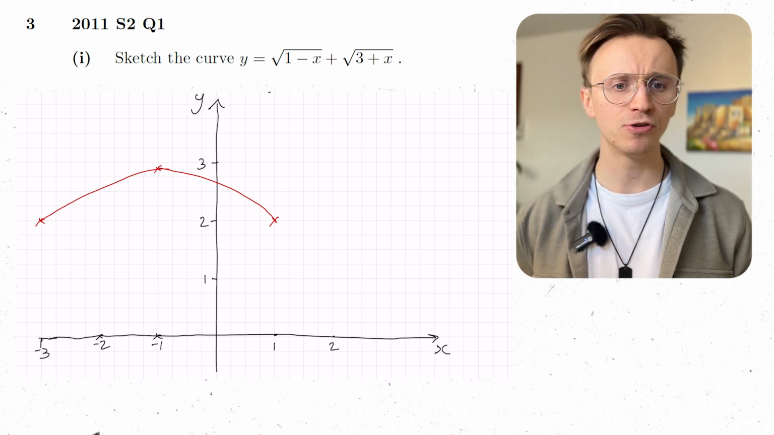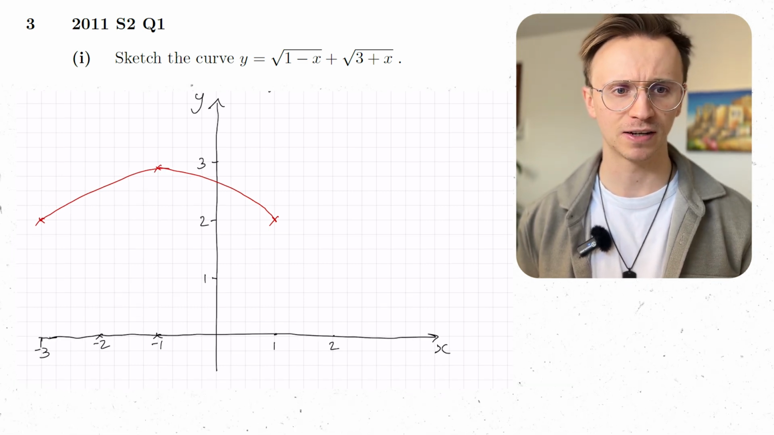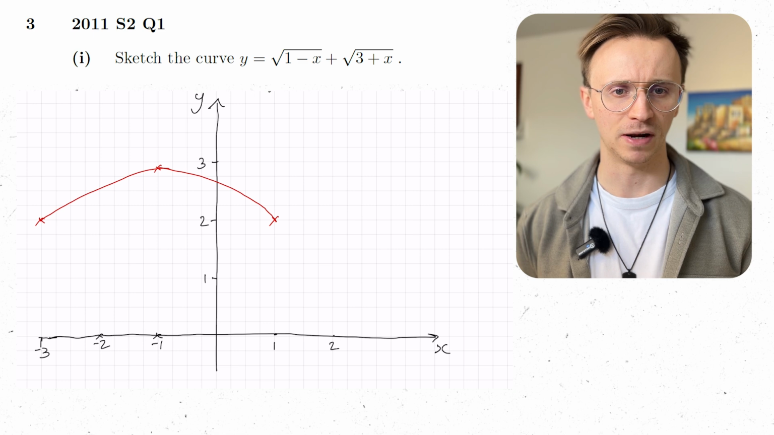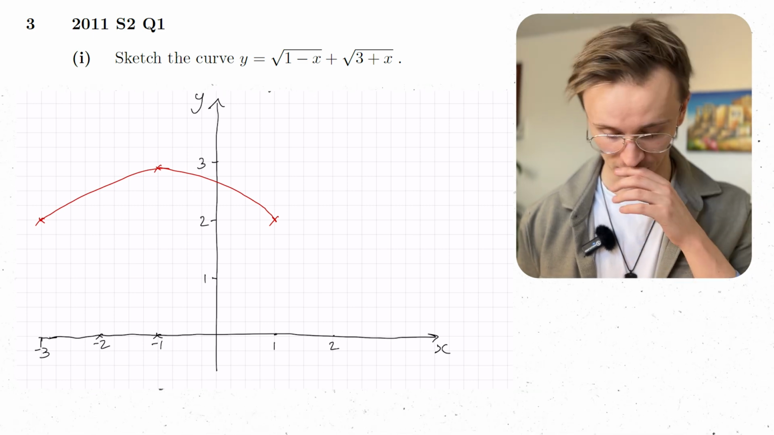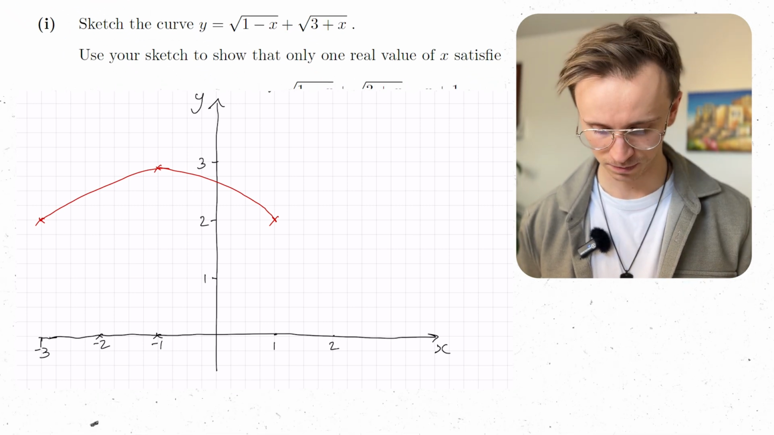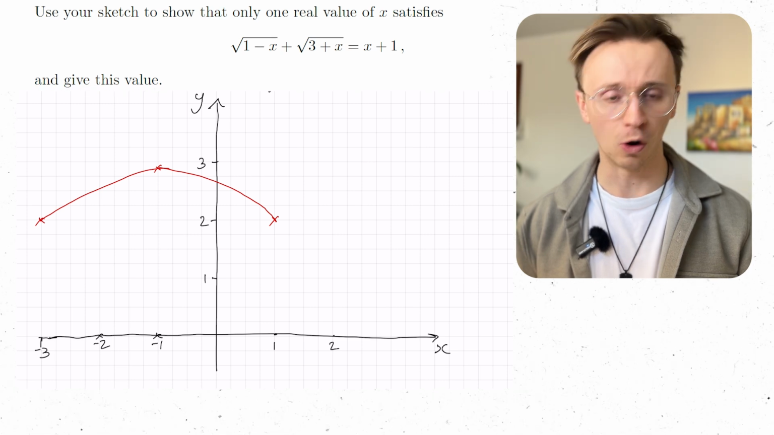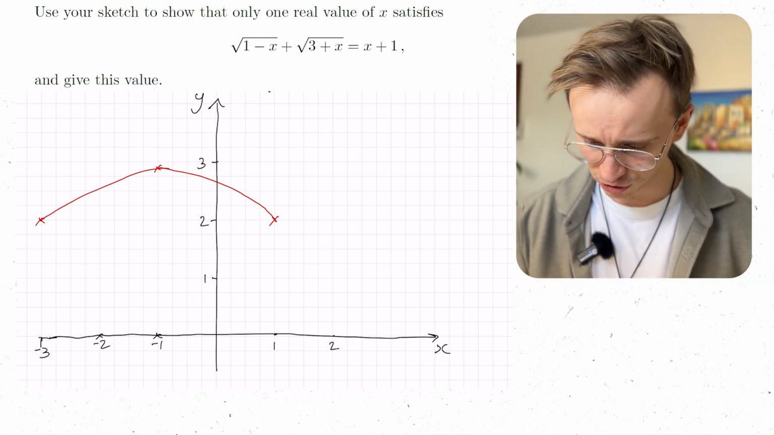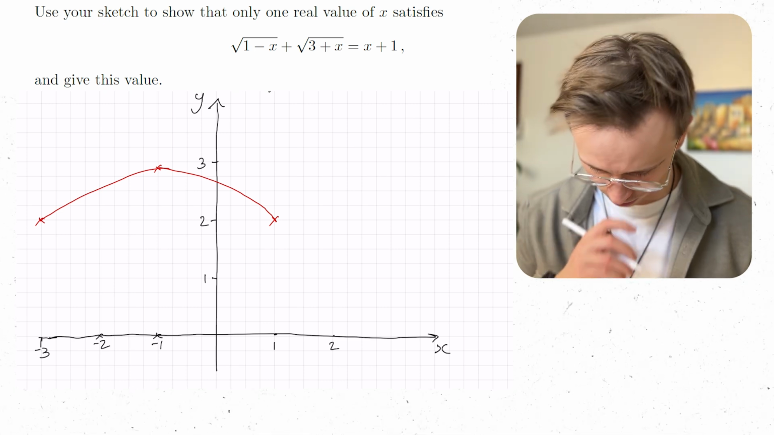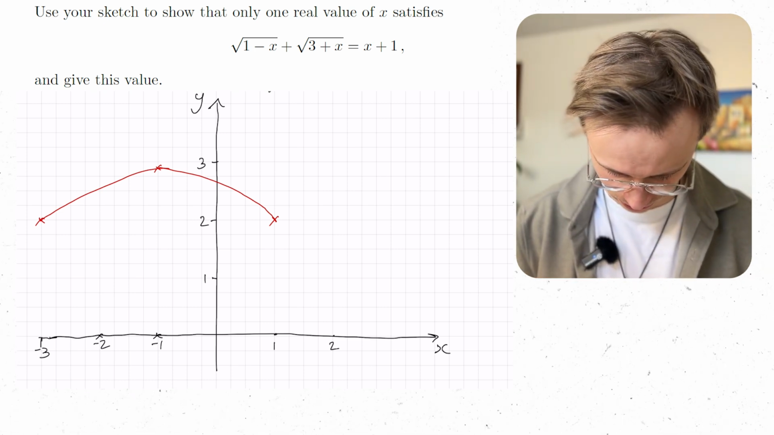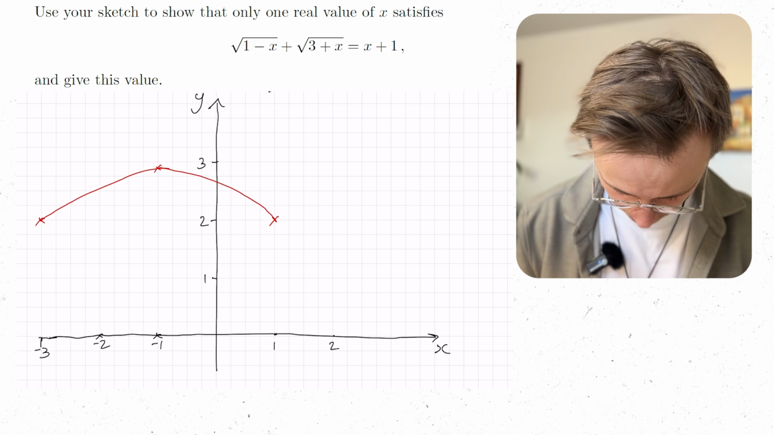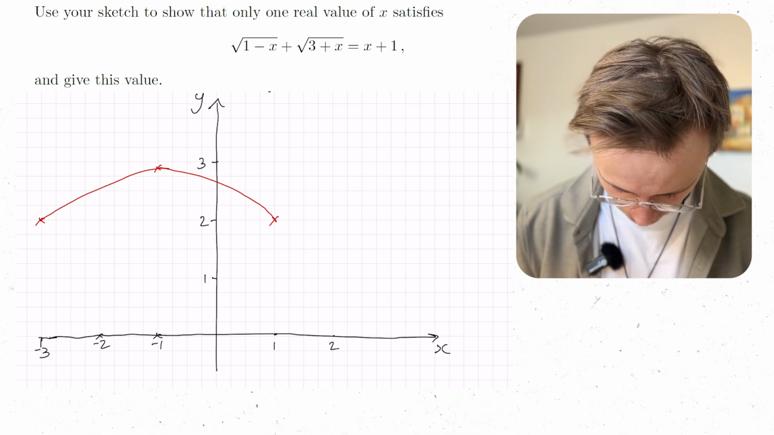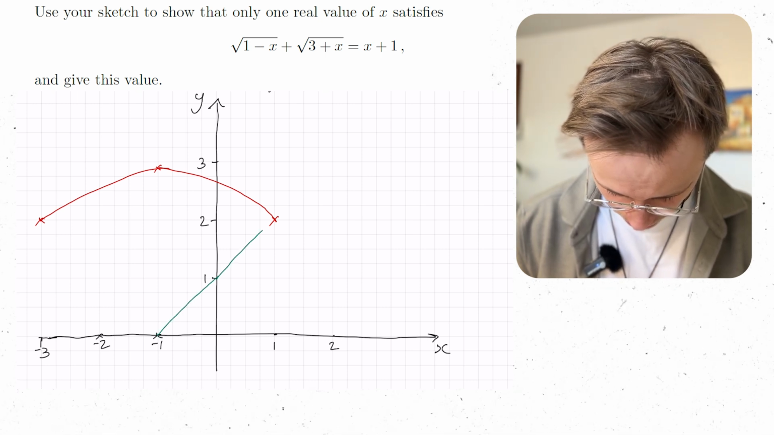So looking at the next bit, use your sketch to show that there is only one real value of x satisfying the square root of 1 - x plus the square root of 3 + x, essentially our function, equals x + 1. So essentially what I need to do is draw on the line x + 1 and look for how many solutions there are. Well, this should be pretty easy because I can already see the line x + 1 looks something like, it's going to go through -1, it's going to go through there, it's going to go through there.